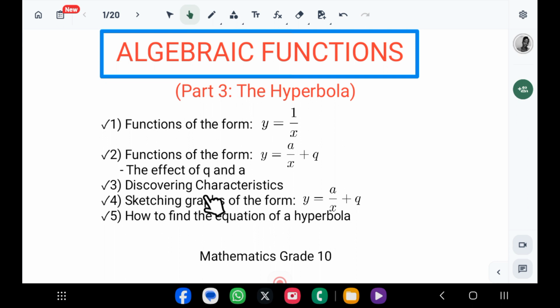Number 3, we're going to be discovering characteristics, which is your domain, your range, your intercepts, and your asymptotes. Number 4, we're going to be sketching graphs of the form y equals a over x plus q. And number 5, which is the last one, we're going to look at how to find the equation of a hyperbola. We have a lot to cover, so let's start.